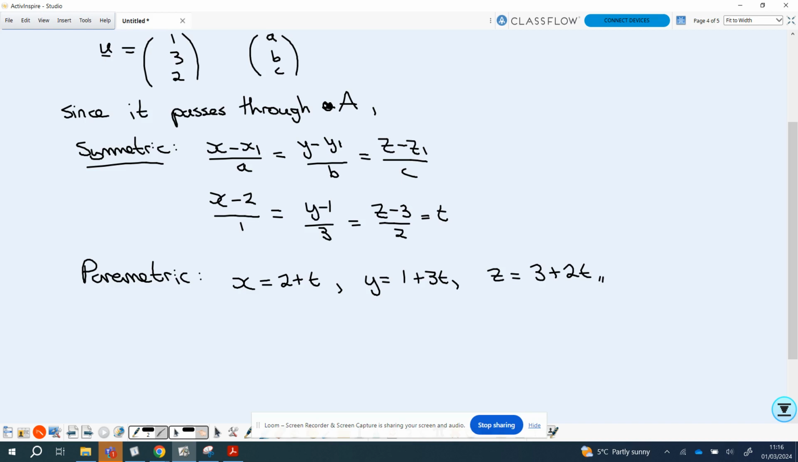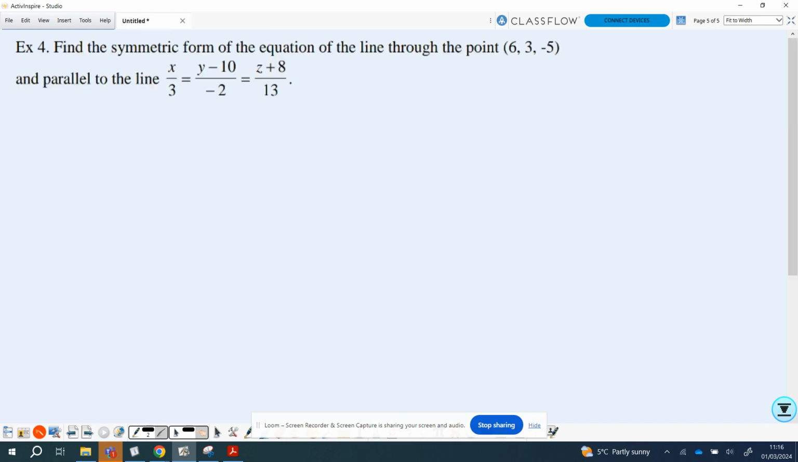Okay, we'll look at one last question, and then I'll be off with the video. So, example 4: find the symmetric form of the equation of the line passing through the point (6, 3, -5), but is parallel to the line x over 3 equals y minus 10 over -2 equals z plus 8 over 13.